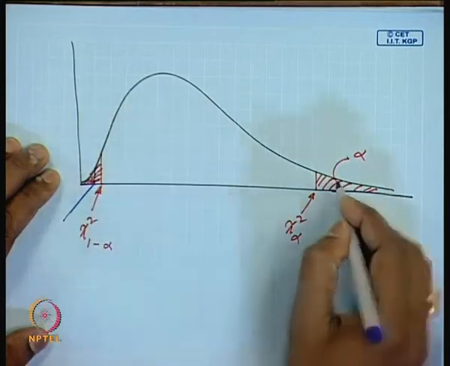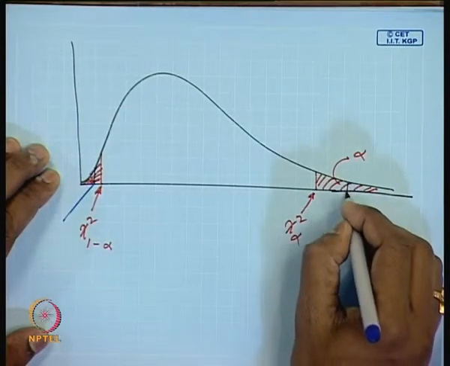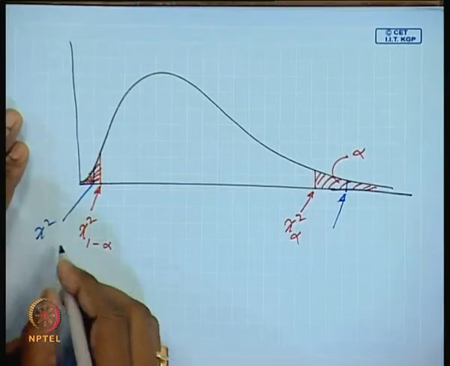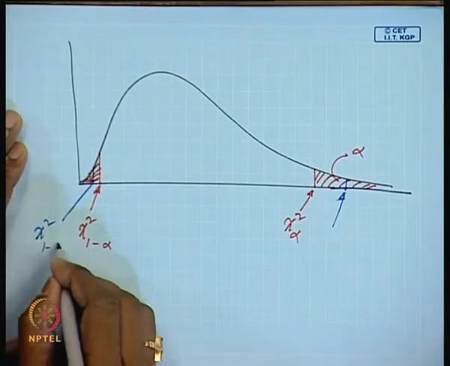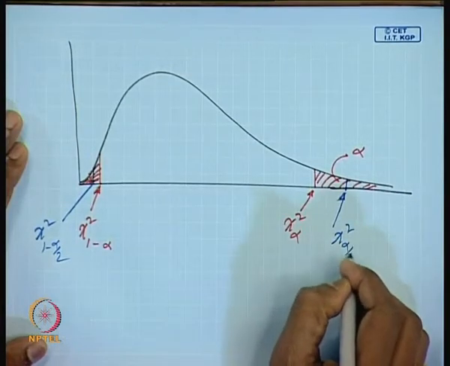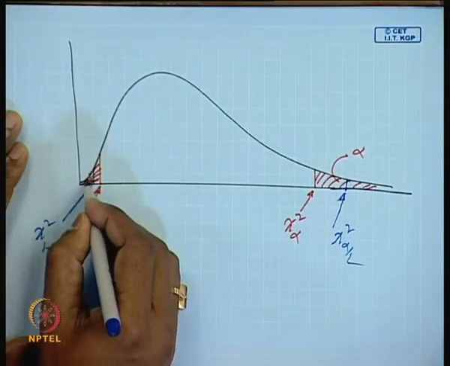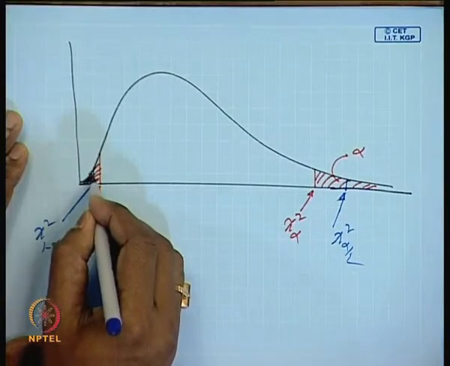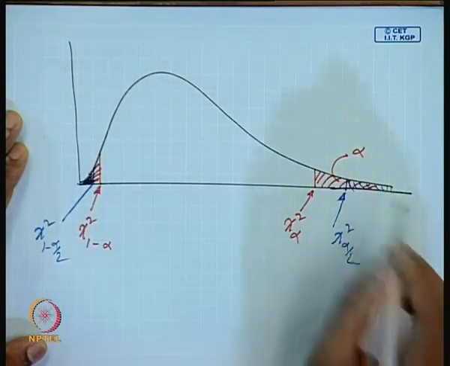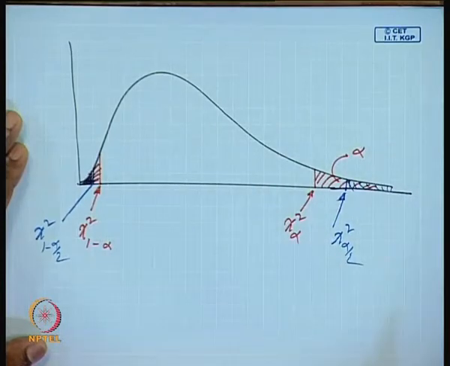So, this one and this will be somewhat greater than here. So, these two values are your chi-square 1 minus alpha by 2 and this is your chi-square alpha by 2. Okay. And this area, what I am setting is that the blue area here plus the blue area here should be equal to alpha.